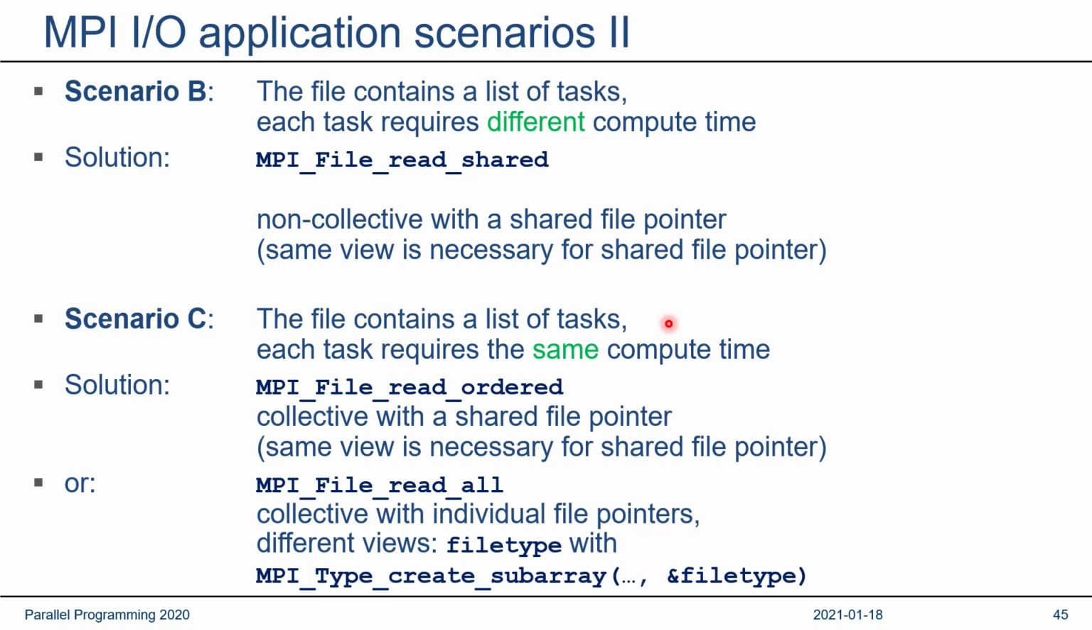You could also use MPI file read all, that's a collective call, with individual file pointers. And then, of course, you would want to use different views to give every single MPI rank its view only on its relevant work tasks in the file, so that no MPI process has any way to read the task from other MPI processes. That would be probably a little bit over the top, a little bit too complex for this task, but it is one solution to this task.